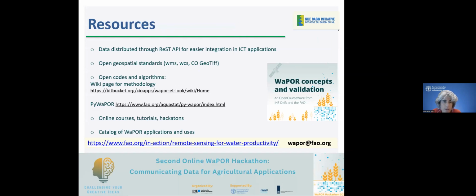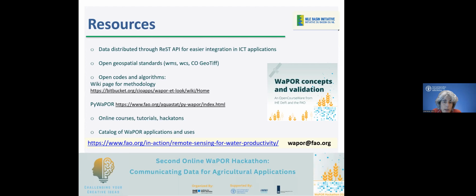So the data, as I mentioned, is also accessible through API, which makes it easier to integrate into existing web platforms or smartphone applications or anything of the like. We have open codes and algorithms that can be accessed. A wiki page, the link is there, explains in detail the complex methodology behind it. There's also a Python version of it that you can test wherever you're interested in, and change parameters if you wish. So there are online courses and, as I mentioned, a catalog of applications.